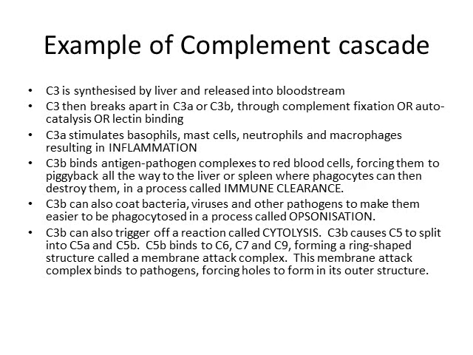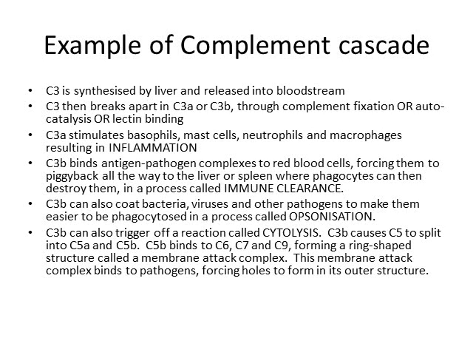So let's go through the classical example of a complement cascade, focusing on the one that all the textbooks mention, complement 3 or C3. It's synthesized by the liver and released into the bloodstream, and then through one of these three processes it breaks apart into C3A and C3B. Now C3A will then have its own effects: it stimulates basophils and mast cells. Basophils and mast cells secrete histamine, so you're going to have histamine release. It's a pro-inflammatory molecule, so it's going to stimulate neutrophils and macrophages to come in, and that's going to result in a process of inflammation.